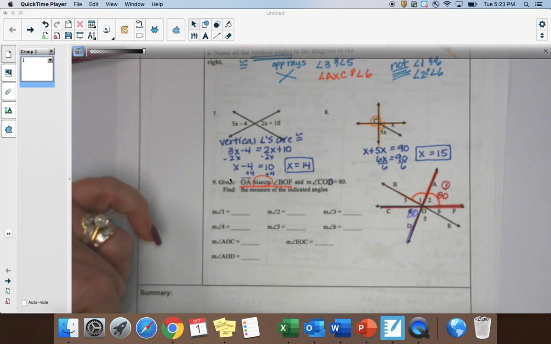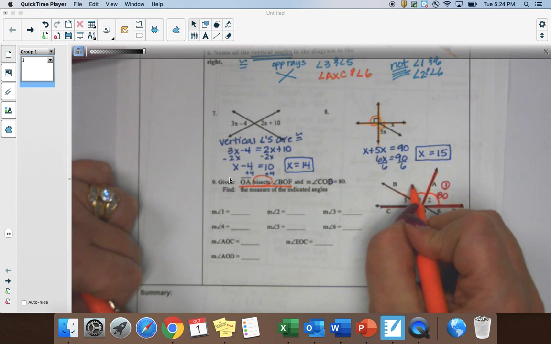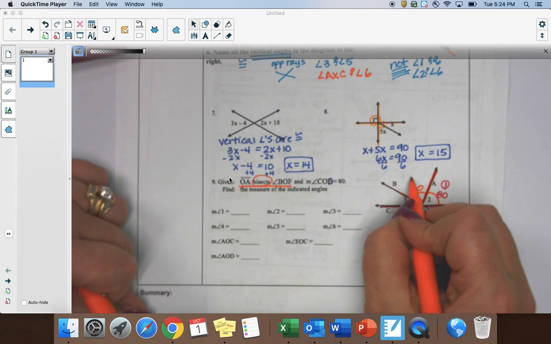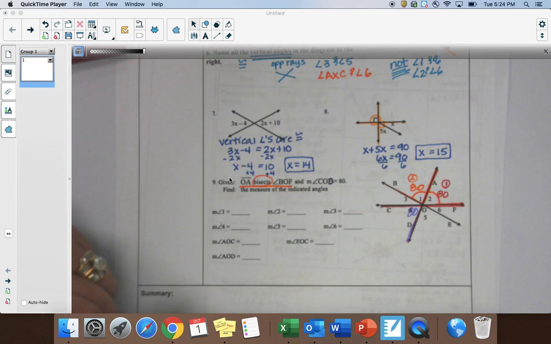Then, once I know that that's 80, I've got to look and see what I know next. So what I know next is that angle 1 and angle 2 are congruent. They're the same size, which means that that angle is also 80. So I found that one next. And you don't usually have to number them. I'm just numbering them so that when you go back and look at your notes again, you can see what you did first.